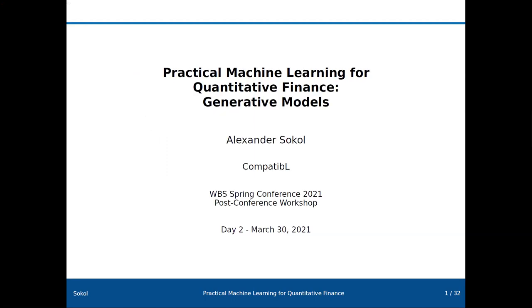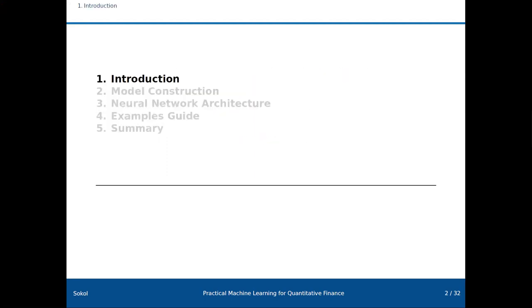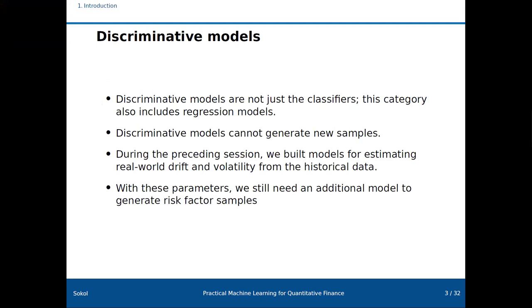Second part, generating models. First of all, regression models, which we just finished discussing, are not just classifiers. They also include regression models, but the key thing about them is that they cannot generate new samples. When that happens, we still need an additional model to generate risk factor samples. In other words, if our objective is to find a replacement for historical simulation or Monte Carlo simulation for risk, then discriminative models, and specifically regression models, do not do the whole job. They only do part of the job.